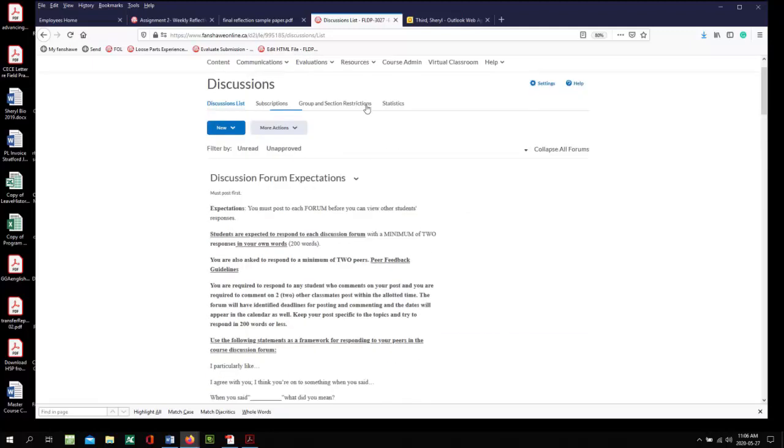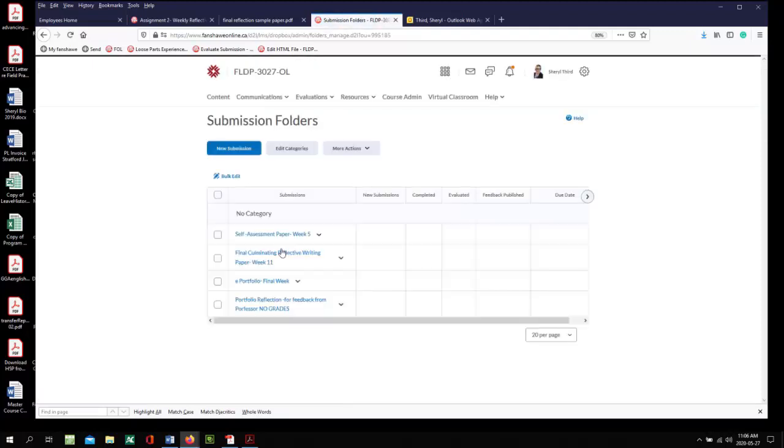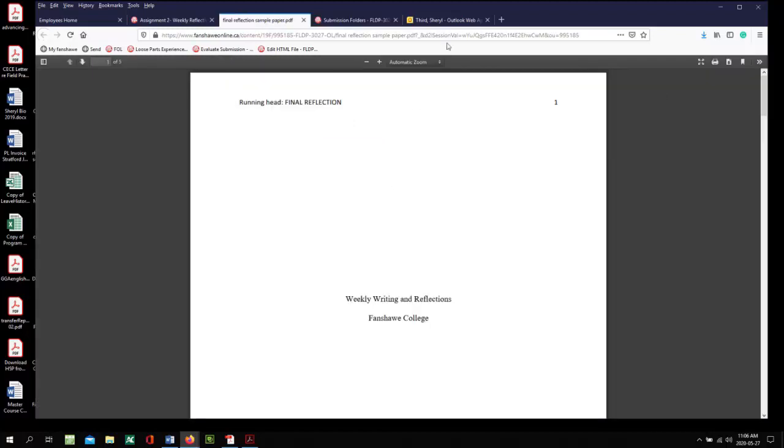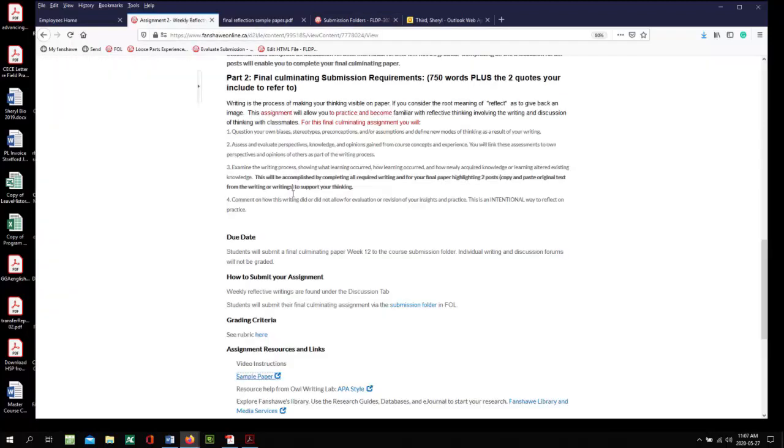Then on week 11, under evaluations and submissions, there's a folder for you to put your final paper. That final paper is going to address the following things. How did the process of creating these writings allow you to question your biases, stereotypes, perceptions, or assumptions? Did assessing and evaluating other people's perspective and knowledge influence your writing process? Then I want you to examine the process, showing what you might have learned.